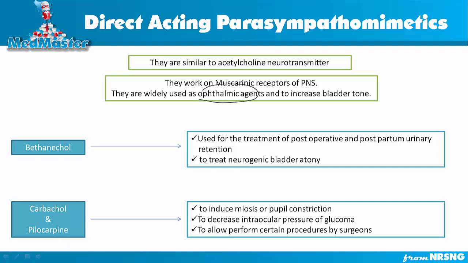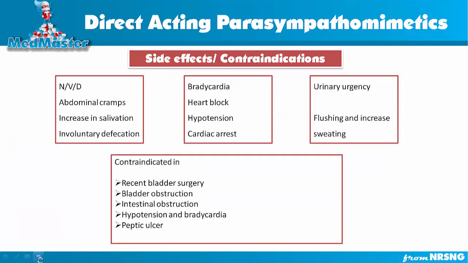These cause miosis, which means pupil constriction. When it causes pupil constriction, it's easier to do the examination. That's why it is also used very often in ophthalmic procedures as well. This one also decreases the intraocular pressure in glaucoma. So these medications are used for glaucoma, and also to perform certain procedures by the surgeon, like eye procedures, ophthalmic procedures. So those were the three main medications.